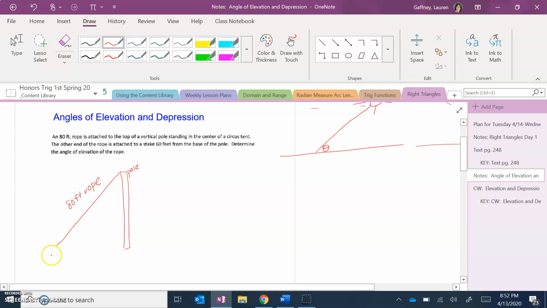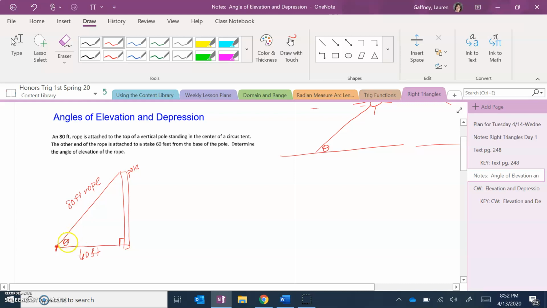Okay? The other end of the rope is attached to a stake 60 feet. So here's the stake. Think about how the stakes go into the ground. Okay, 60 feet from the base of the pole. So 60 feet. Pretend that lined up nicely. So this is a right angle right here. Determine the angle of elevation of the rope. So angle of elevation is always going to be down here with the ground. So that's the angle we're looking for.